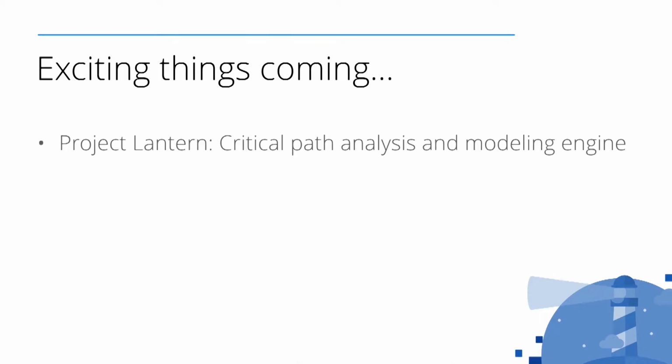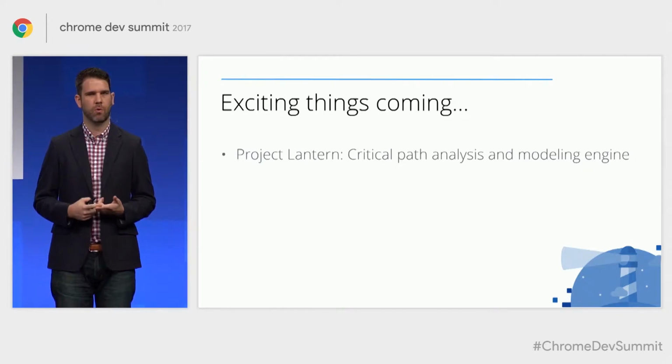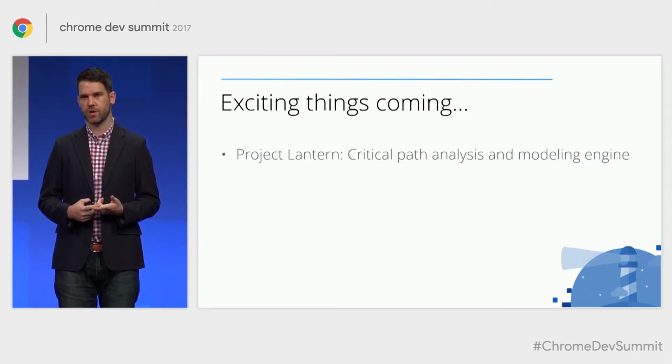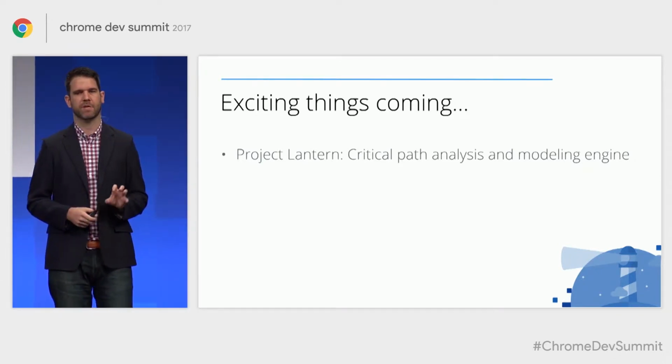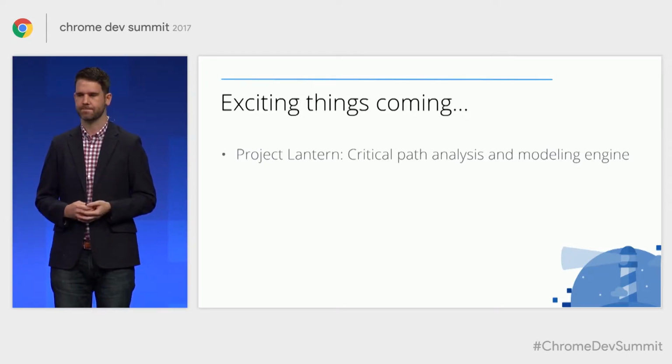There's some exciting things coming up. We've been working on a project called Lantern, which provides critical path analysis and models what is happening inside the browser. This allows us to do a few things. One, we can run Lighthouse about 5 times faster than it currently takes right now. And two, it allows us to make much more accurate calculations when it comes to the performance. So we can be very precise around how much each performance opportunity is going to save you.